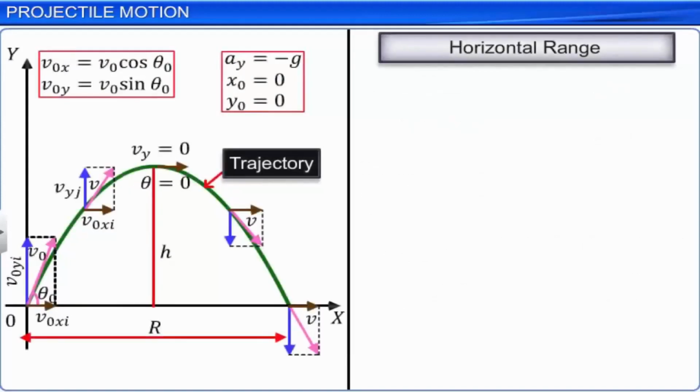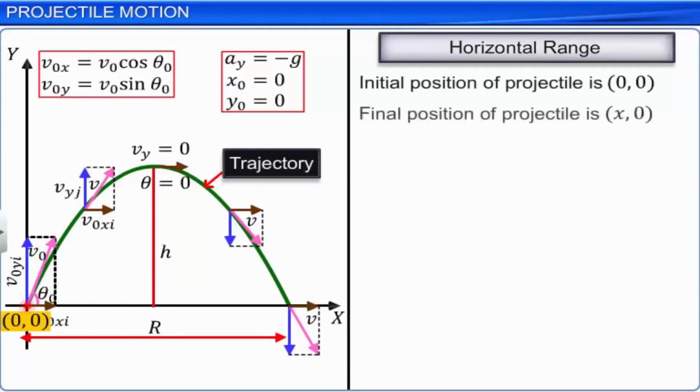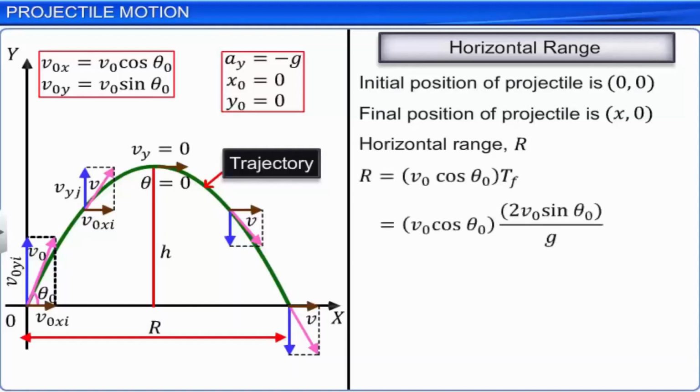What is the horizontal range of the projectile? Here, the initial position of the projectile is 0, 0. The final position of the projectile is x, 0. X is known as the horizontal range, R, of the projectile. This is the horizontal distance travelled by the projectile during its time of flight, Tf. On substitution and simplification, we get R is equal to V0 square into sin 2 theta divided by g. Let this be equation 9.